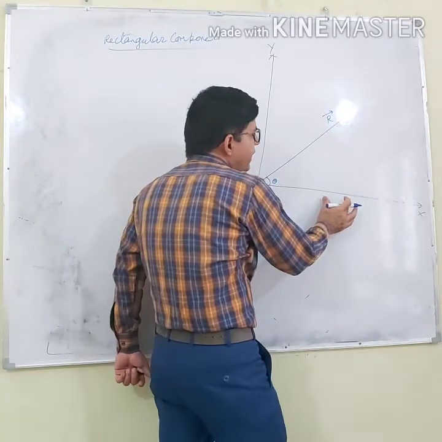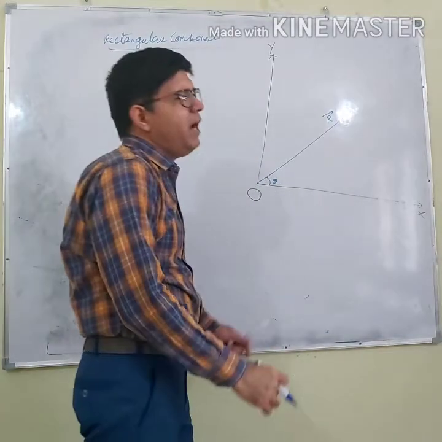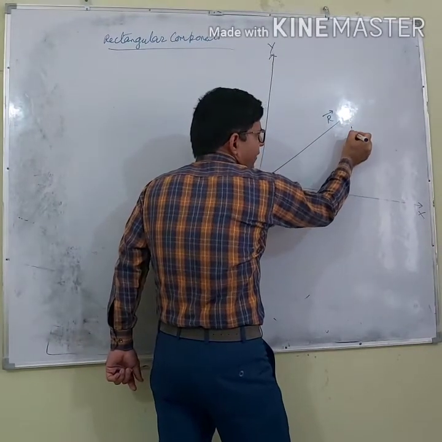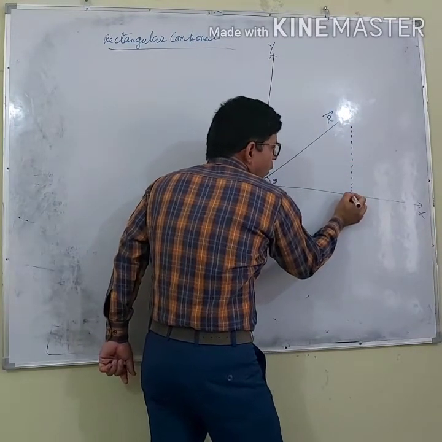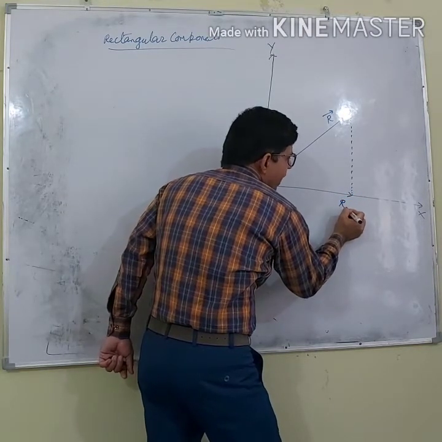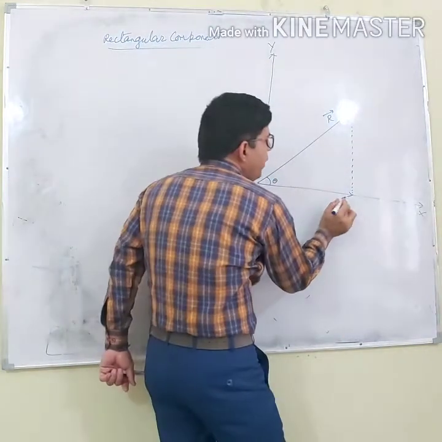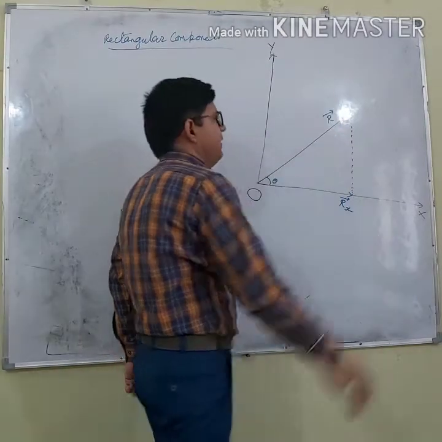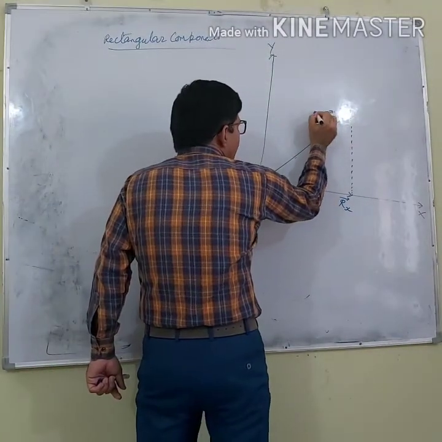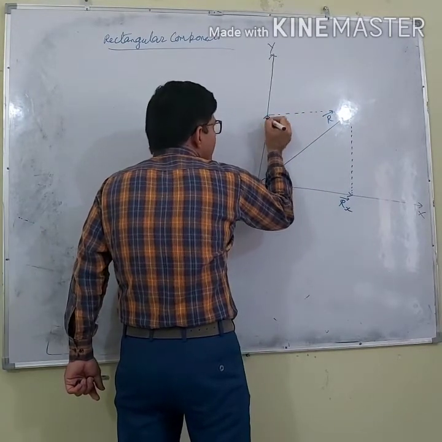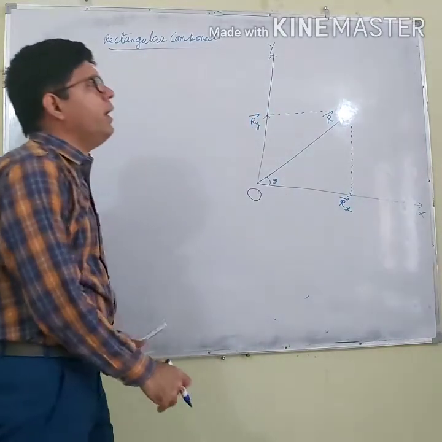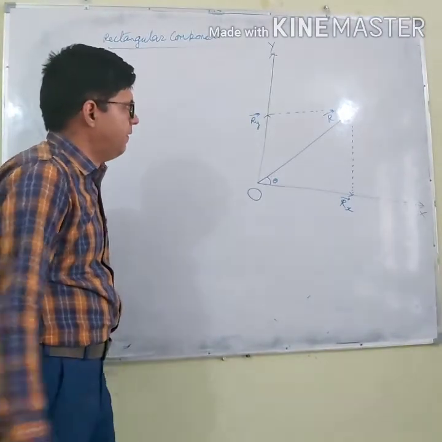If I ask you what is the component of R along the x-axis, all of you have done this in graphs: if I draw a dotted line, what do I get? I get this component, that is the Rx, the component along the x-axis. And what is the component along the y-axis? Let us say this Ry is the component along the y-axis.